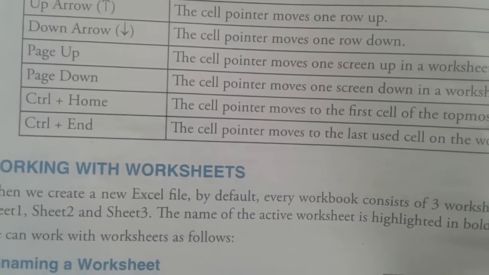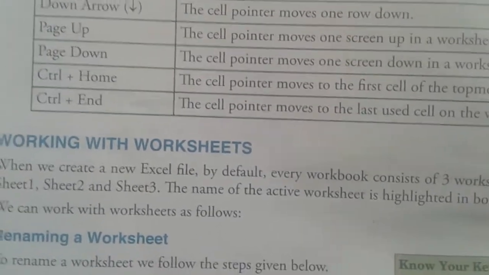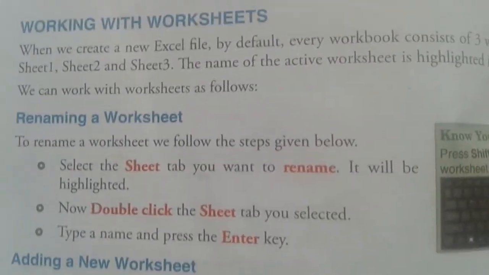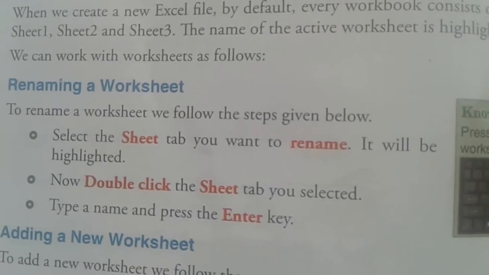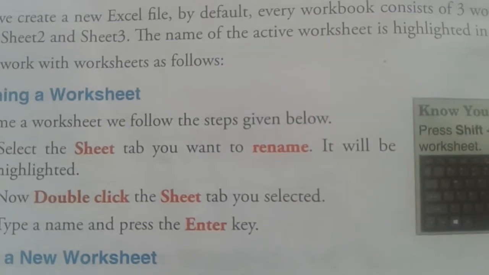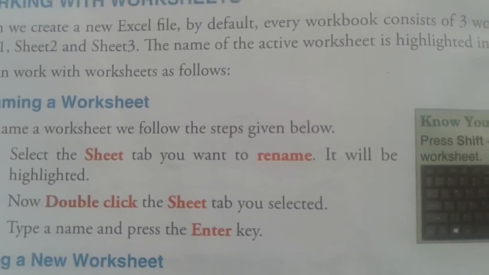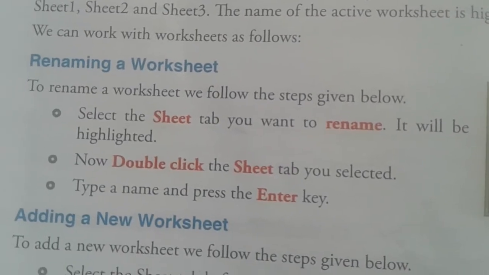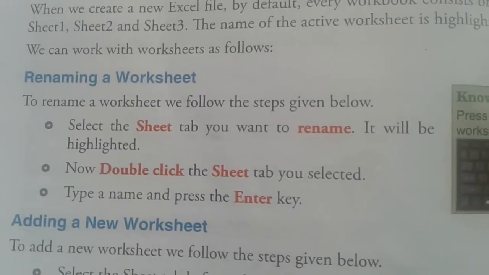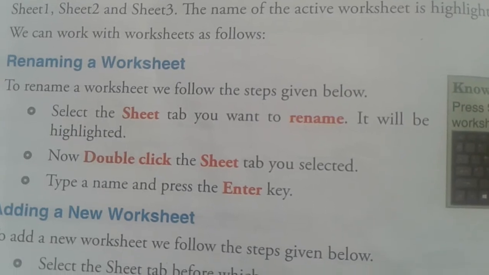Various keys are used to move the cell pointer from one cell to another while entering data in a worksheet. These are as follows. If you want to move from one place to another, you have to use arrow keys. Through arrow keys we can move up and down and left and right. All of you have seen the arrow keys on a keyboard. There are 4 types of arrow keys: right arrow key, left arrow key, up arrow key and down arrow key.